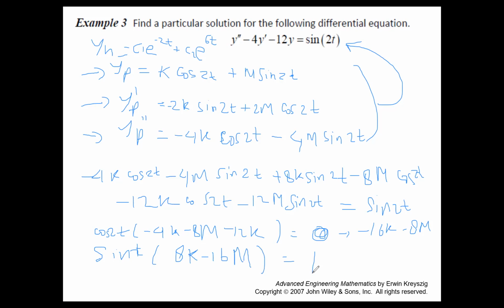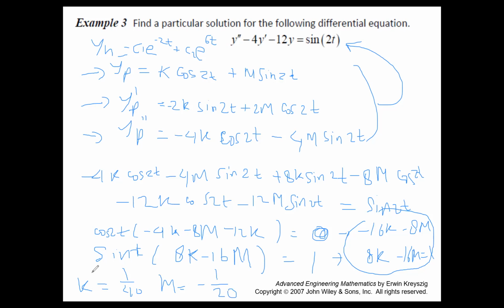This is equal to 1 because the coefficient over here is 1. So you will have 8k minus 16m equal to 1. And then you can solve for k and m. You have k equal to minus 1 over 40, sorry, 1 over 40, and then m is equal to negative 1 over 20.